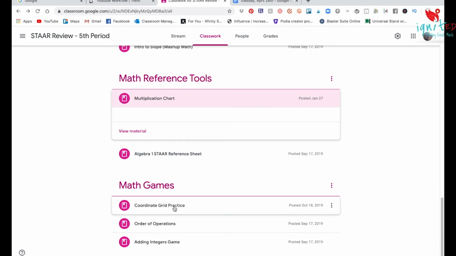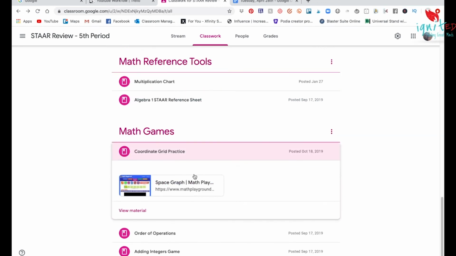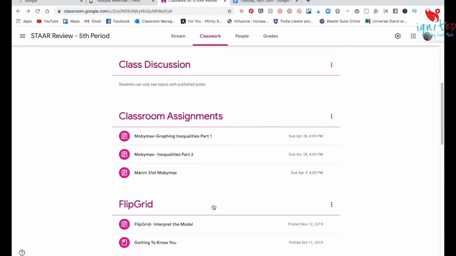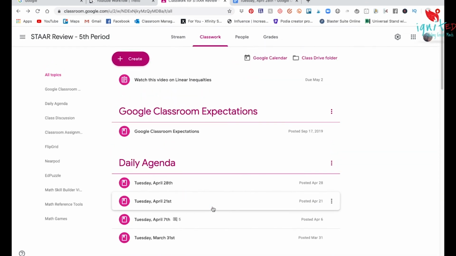The math games were just practice for them, like for coordinate grids. You would think that by the time they got to ninth grade, they would know this, but they struggle with the coordinate plane and really understanding the quadrants and how it helps to know the quadrants when you're trying to find the X and Y intercepts on a line. So I put some math games in there. All of these things are there to support students that struggle.